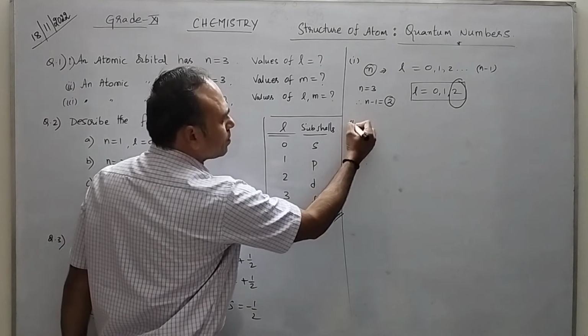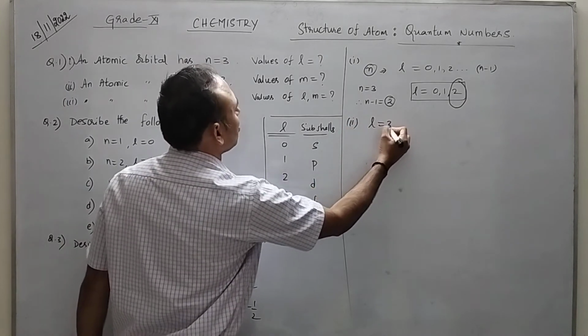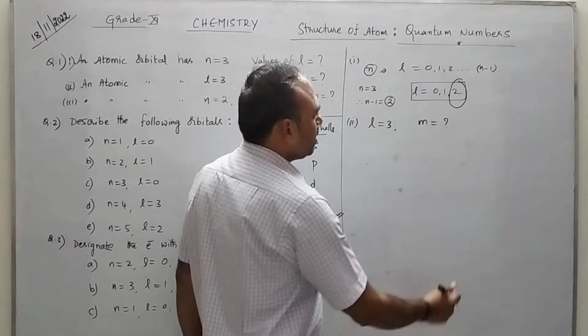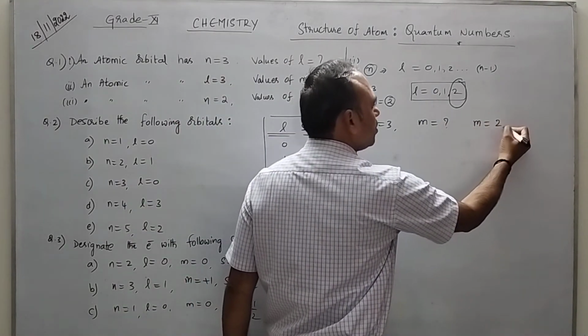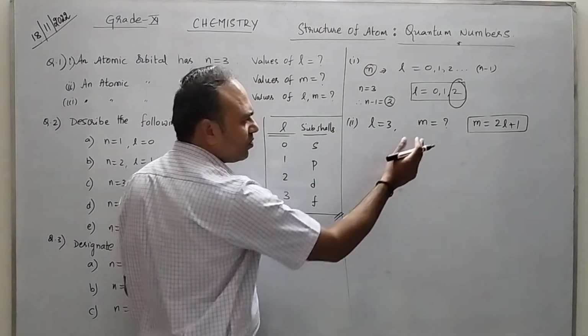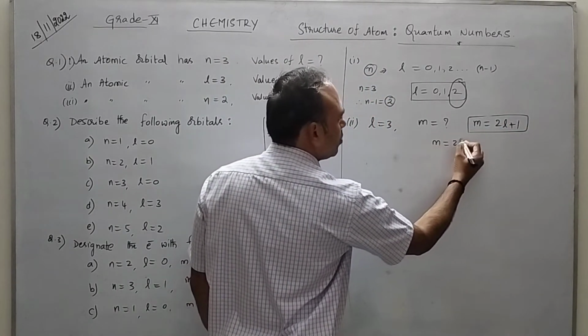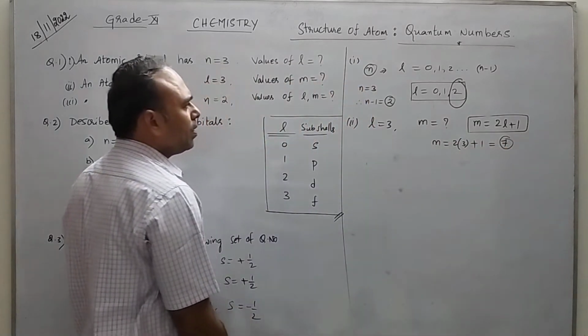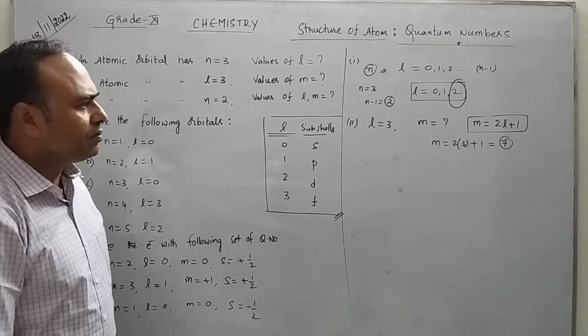The second one, they have given L is equal to 3 and they are asking what is the value of m. What is the formula here? The second formula: m is equal to 2L plus 1. Now substitute the value of L here. So m is equal to 2 into 3 plus 1, that is equal to 7. So the number of values of m is 7.